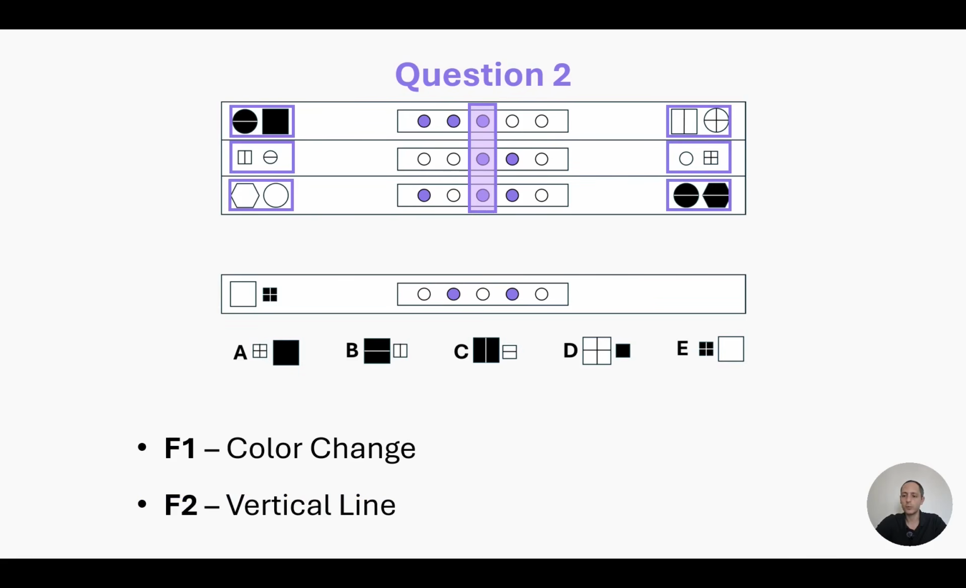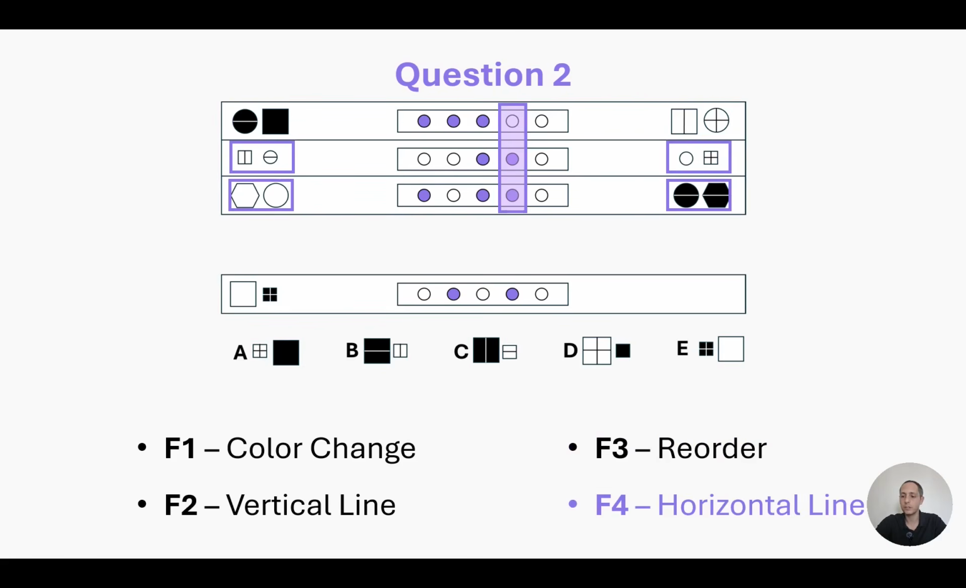Moving on to the third column, we need a function that operates on all 3 rows. And in this case, we can see that this is the reorder function. In each and every row, the order of the shapes is flipped from the beginning, and therefore the answer here is that F3 is reordering. And moving to the last and final column, evaluating F4, this is the addition or removal of a horizontal line.